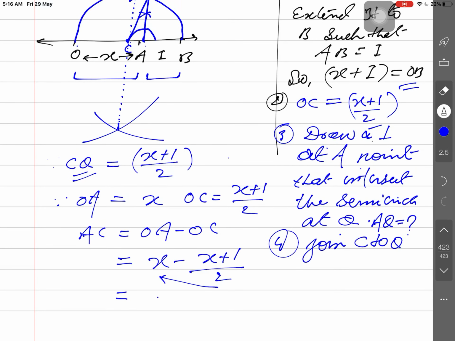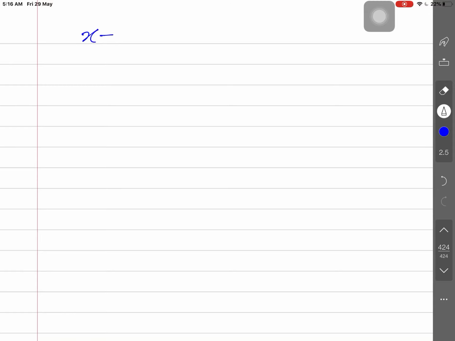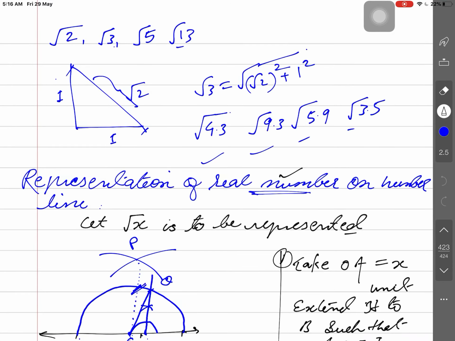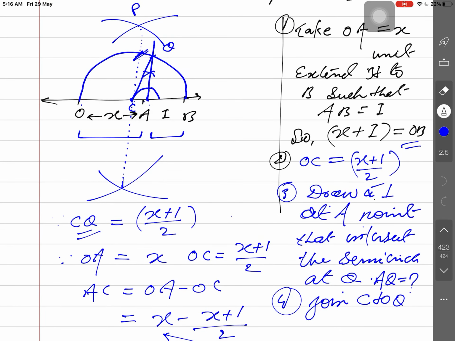So it shall be 2x minus x, and here minus 1, with the fraction linked. Clear? Next, what will come? 2 times x minus 1 times x, 1 times x left here. So 1 times x minus 1 divided by 2. Yeah, this value x minus 1 by 2 is coming here. So A to C is x minus 1 by 2, right?